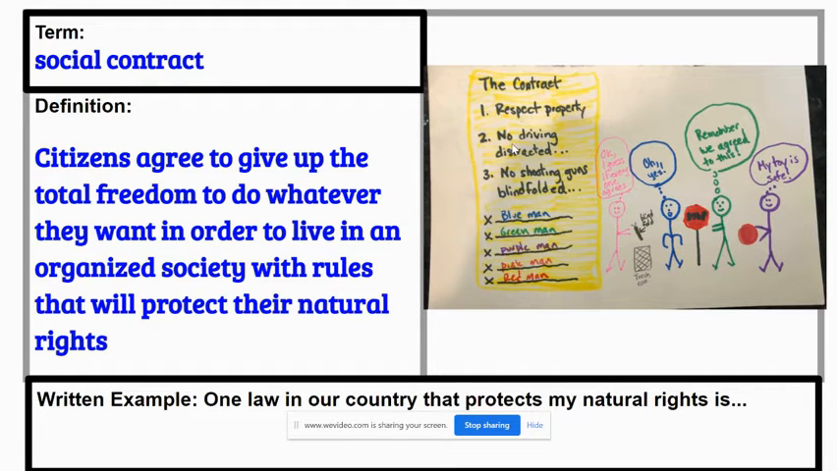They've agreed that they are not going to engage in distracted driving because that could harm somebody's right to life, right? If we're checking out our phones while we're driving, we could get in an accident, hurt someone.